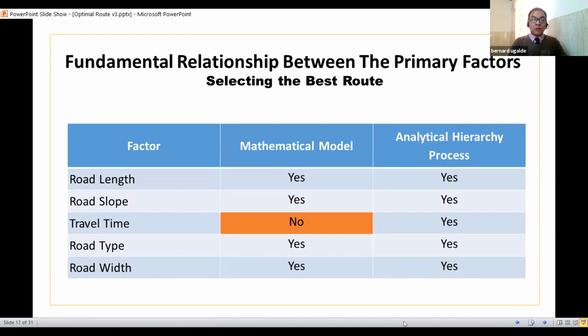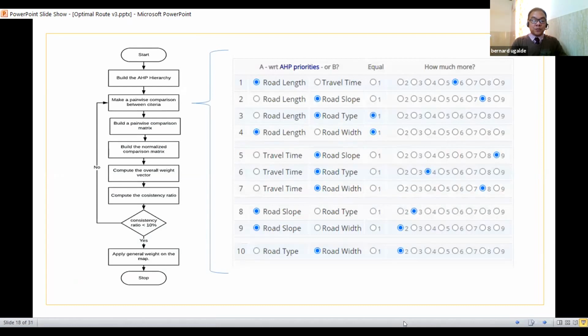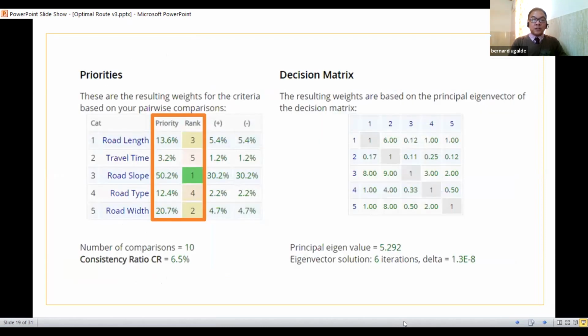These factors were incorporated in the AHP as part of the hierarchy. The rest of the AHP process was carried out, from the pairwise comparison to the calculation of the decision matrix. The AHP revealed that the road slope is the top priority of wheelchair users when navigating around the city, and the least priority is the travel time. These findings share the same result with other studies that implemented navigation systems for mobility impaired persons.